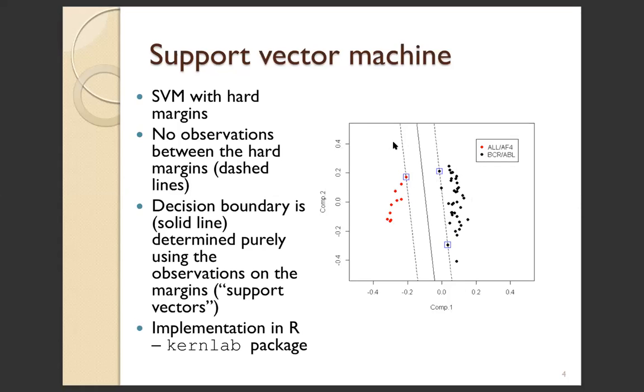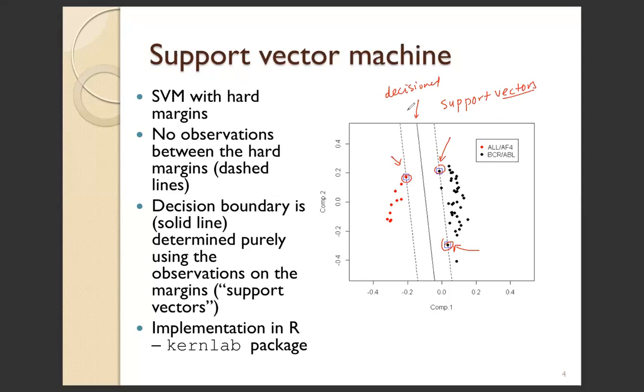Those points are actually called support vectors. These points, they are called support vectors. So there are three points here. And therefore, your decision boundary is basically determined by only three points. These three points. So this is the idea in support vector machine. And so these are called support vectors.